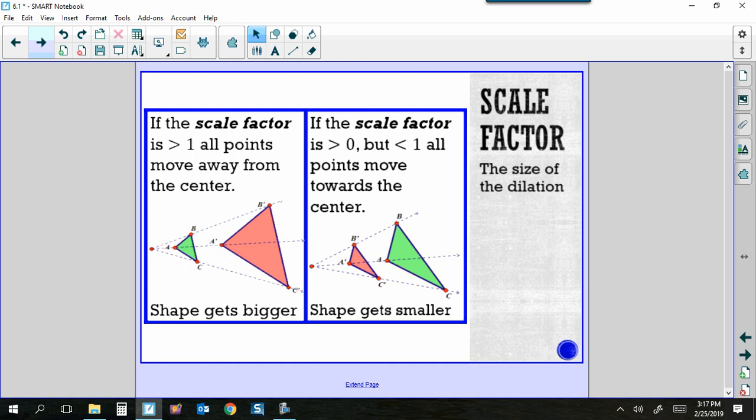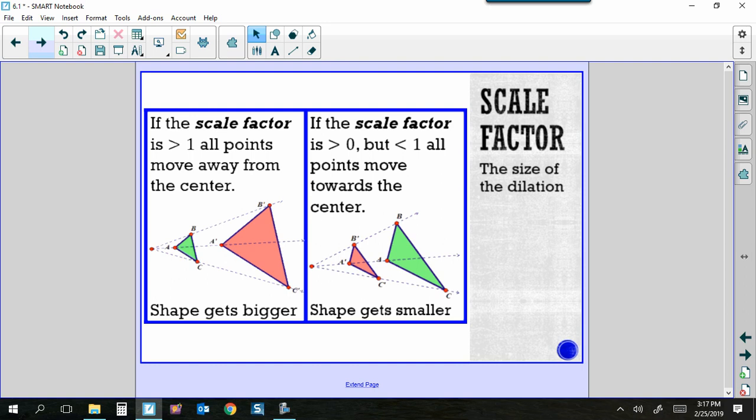So if I multiply something by 2, it becomes 2 times as big. But what happens if you multiply something by a half? That's when you have a scale factor greater than 0 but less than 1. If you're taking half of everything, your shape is going to get half as big or smaller, which is the example on the right side.